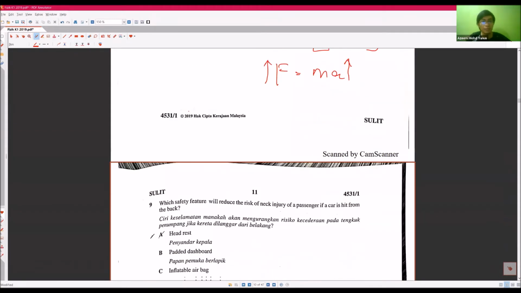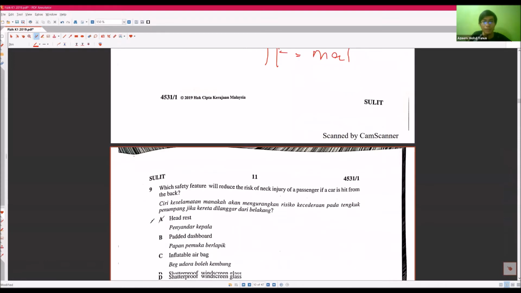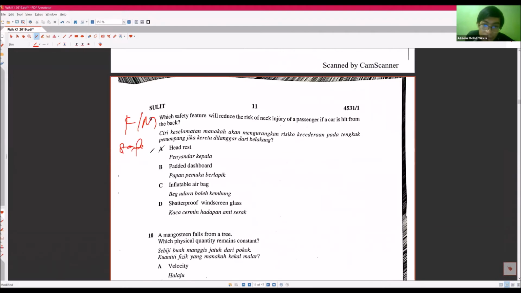Okay, number 9, force and motion, safety features. Which safety feature will reduce the risk of neck injury of a passenger if a car is hit from the back? So basically, if it's hit from the back, the car will stop suddenly, and then our neck will be moved towards the back. So it's not the padded dashboard. It's not the inflatable airbag. This is for collision to the front.